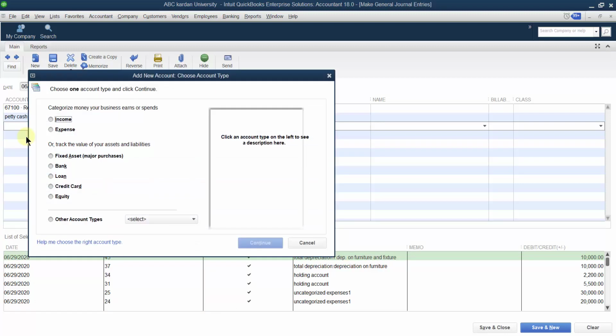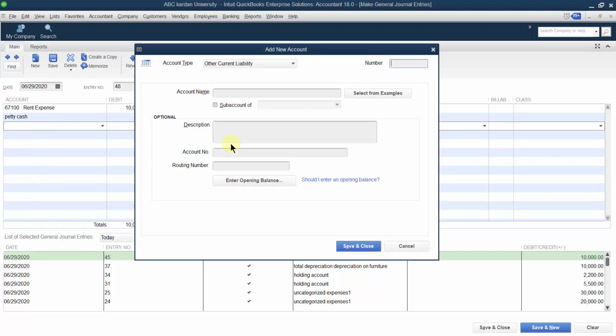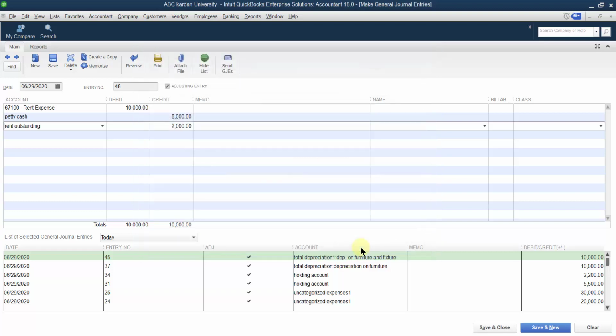Should be considered as what? Outstanding rent. And outstanding rent should be recorded or created. For this one, we have to create an account. If the account is not already available, you have to create it. And that account should be considered as what? As other current liabilities, right? So create this one. Name this account outstanding rent or rent outstanding. Save and close this one.